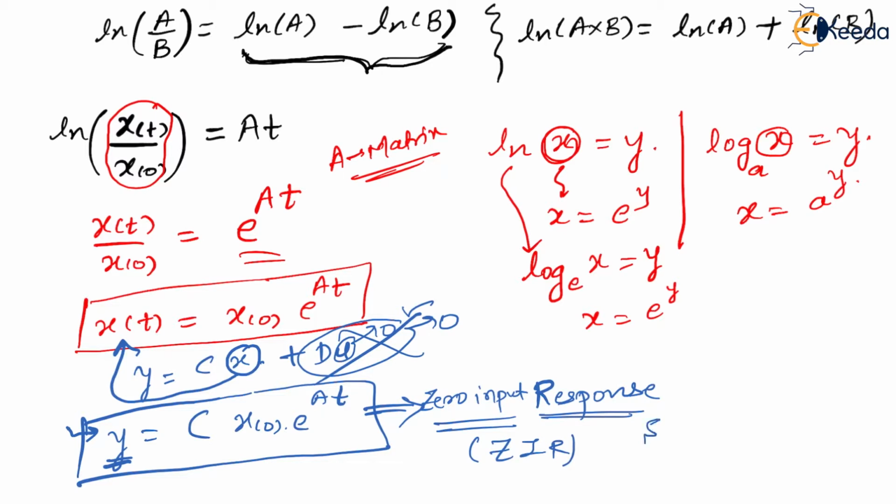In signals and systems we have studied that. It is called zero input response. Through zero input response we can also try to find the stability. How it happens, I will tell you. But for time being, this is the thing. Right. Now, what is so special about e raised to At? We will try to understand.